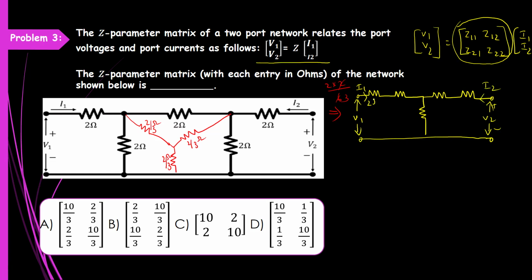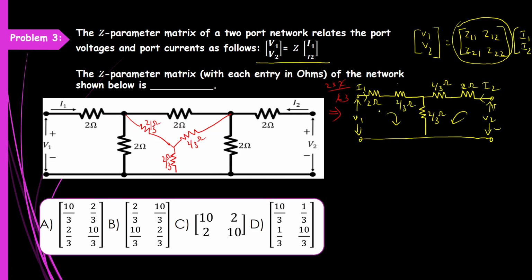And here after conversion, this will become 2 by 3 ohms, and here also 2 by 3 ohms, and here also 2 by 3 ohms. And this is, sorry, this is 2 ohms. Okay. Now we can write the loop equation.